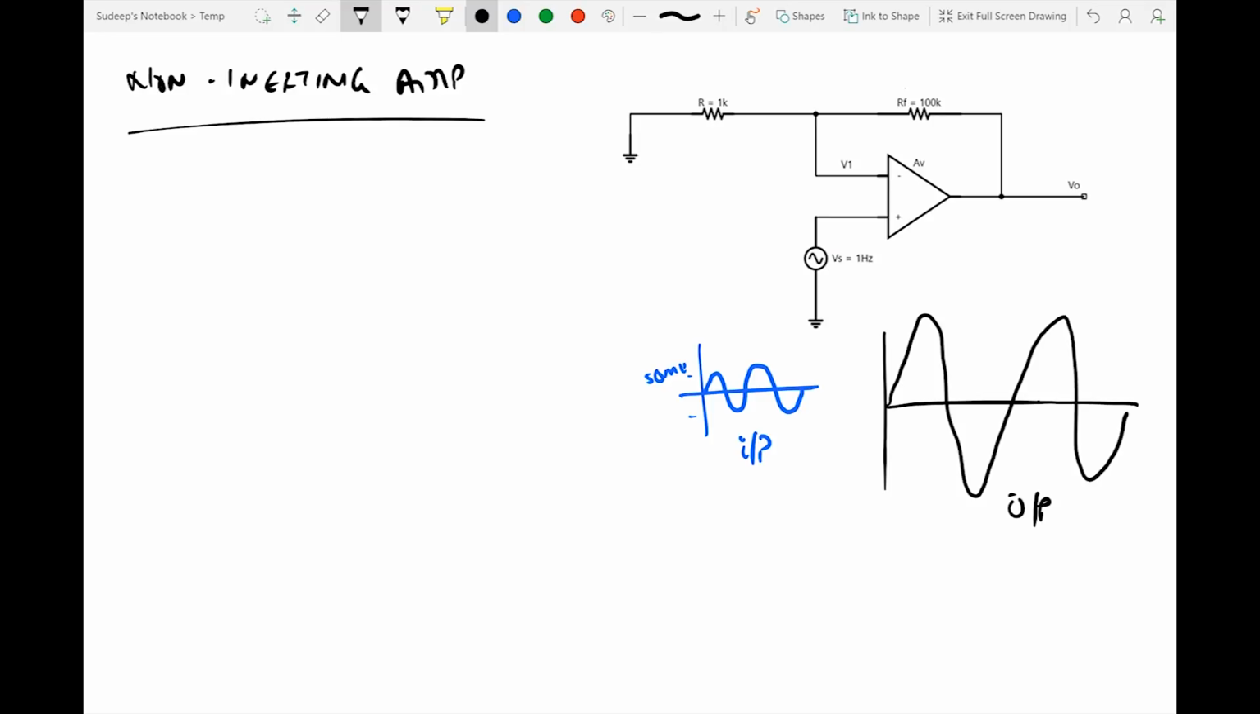In this case, let's say it's amplified around 100 times to 5 volts and negative 5 volts. So a non-inverting amplifier means whenever the input here is 50 millivolts, the output would also be 5 volts, and when the input is negative 50 millivolts, the output would be negative 5 volts. What that means is the polarity of the signal has not changed. It's not inverted.